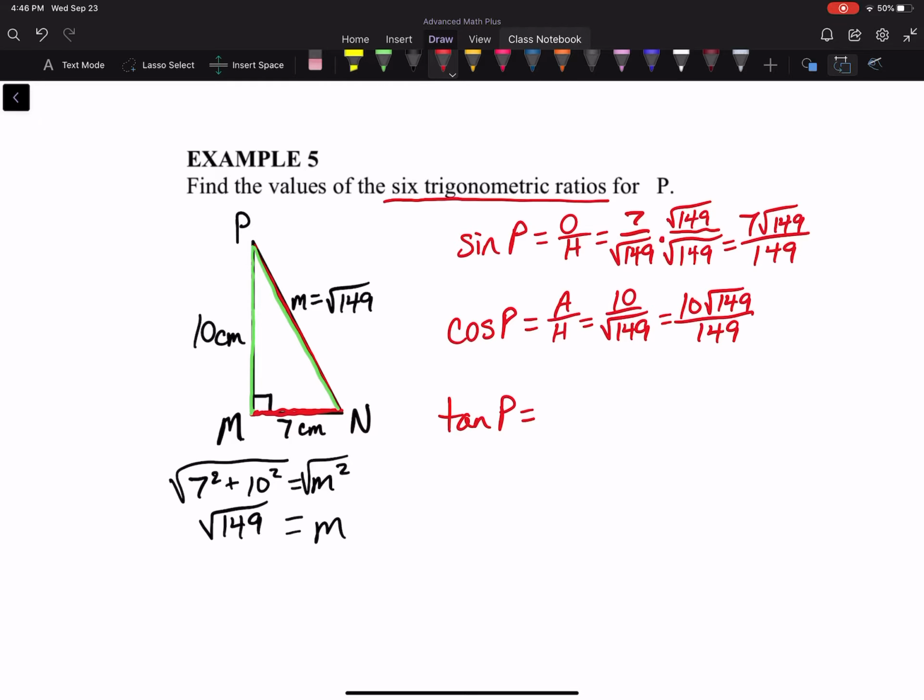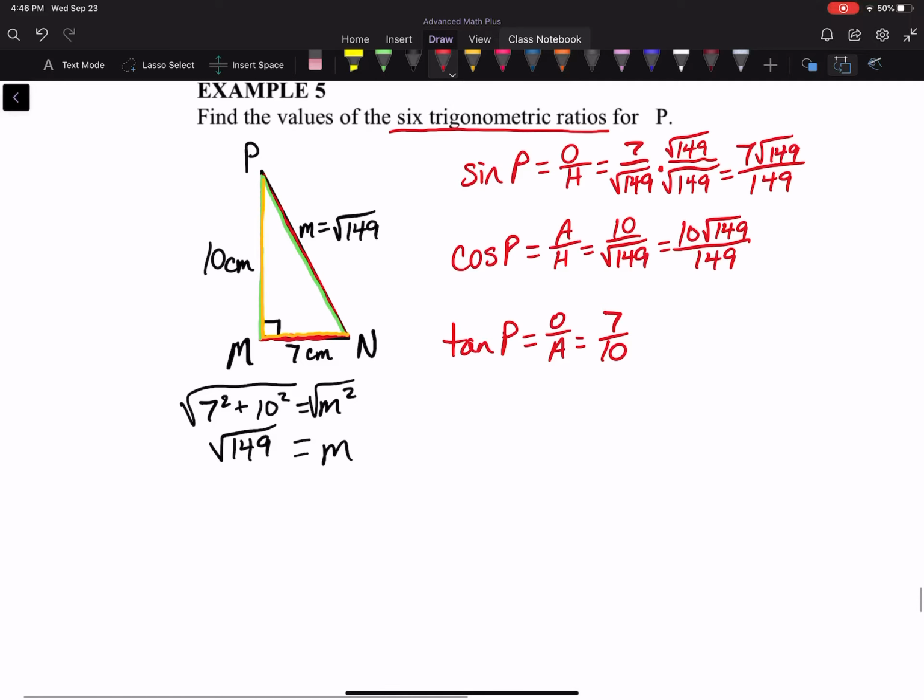Tangent of p, opposite over adjacent. So opposite is 7. Opposite over adjacent, 7 over 10, which does not reduce. So you can leave it like that. And now you just do the other 3. So cosecant comes first, secant, and then cotangent is last.